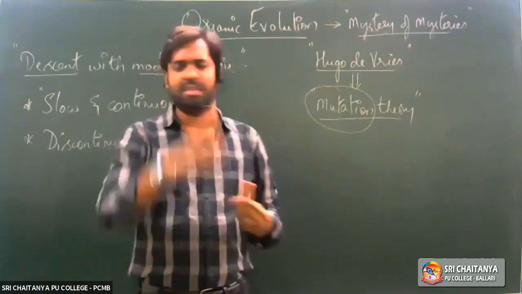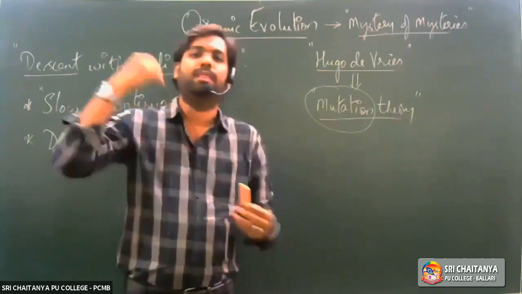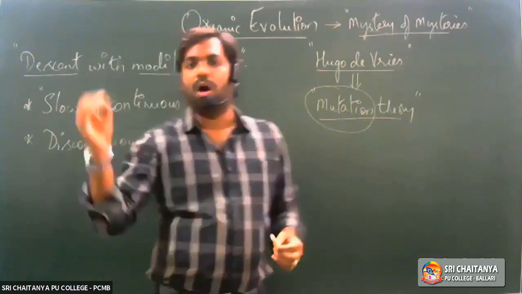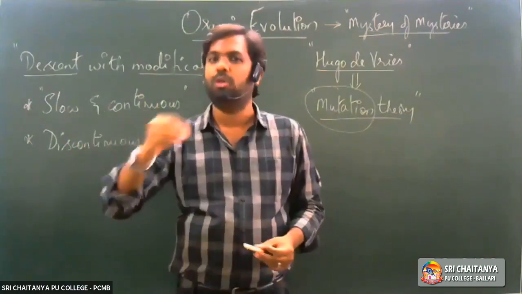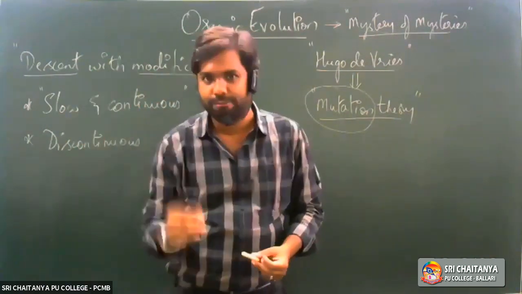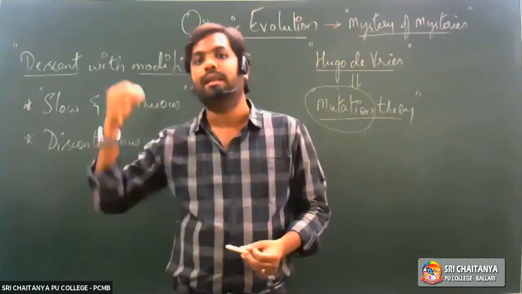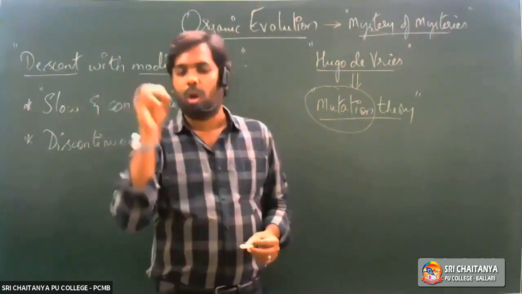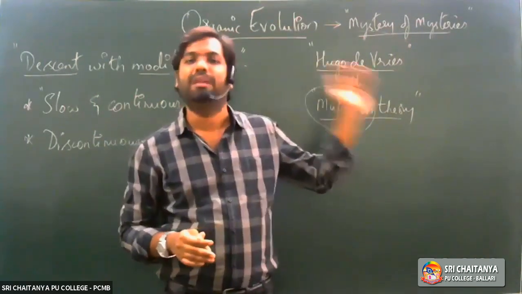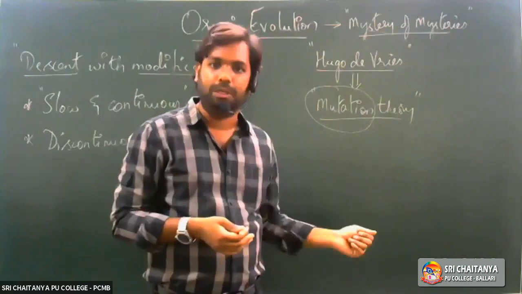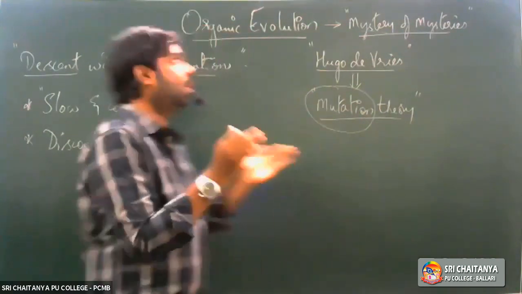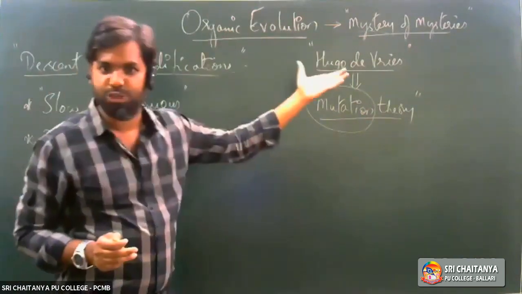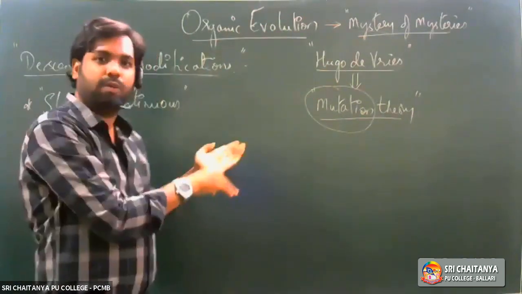So like this, there are several scientists who came up with their own opinion on identifying what could be the reason for origin of life, or rather, how life originated on the earth, and also what is the cause of diversity of living organisms on the planet Earth. Those are the things we are going to study under this particular chapter called organic evolution. These are just a few scientists we have seen.